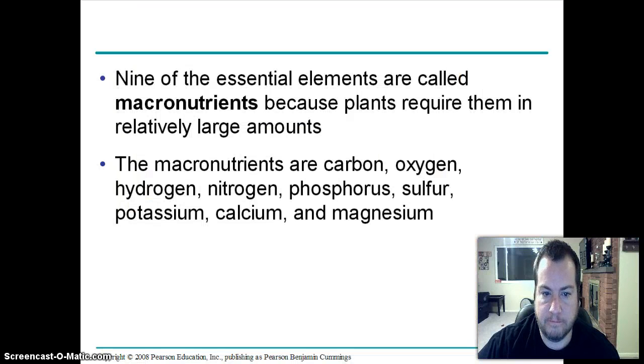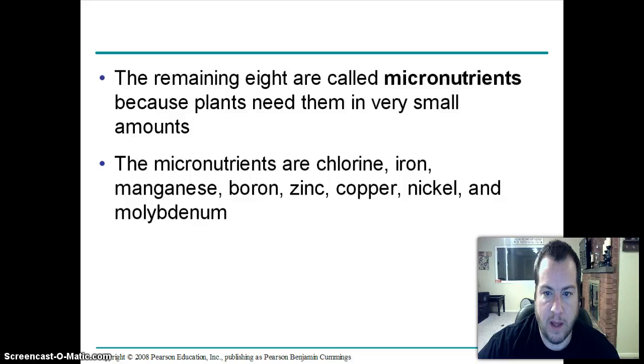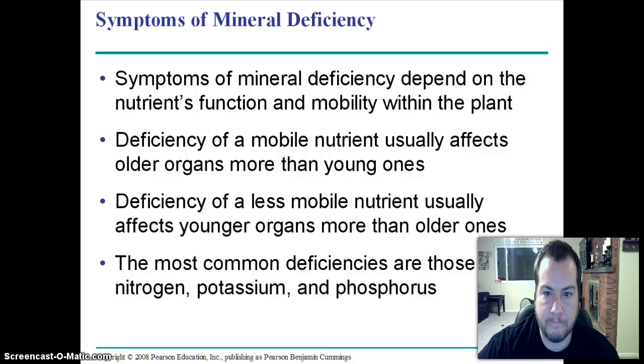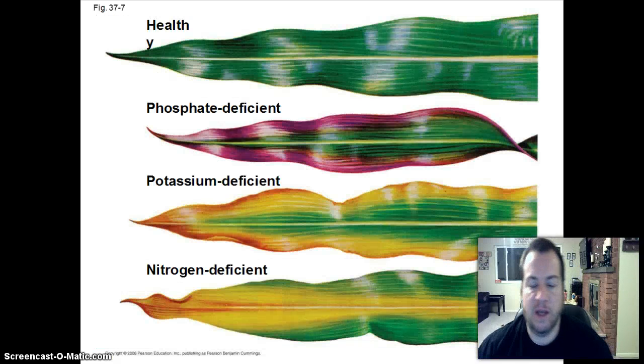Okay, so we talked about that. 9 are macro and 8 are micro for plants. A deficiency in macro and micronutrients can do different things to plants. So these are corn leaves. Top one is a healthy corn leaf, and then the next 3 are deficient in phosphate, potassium, and nitrogen.